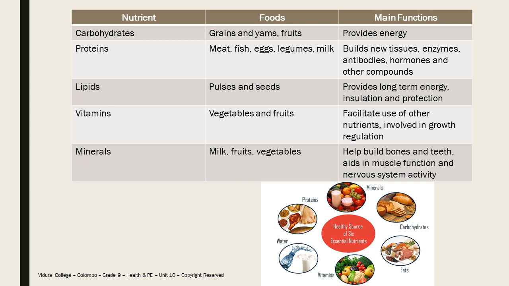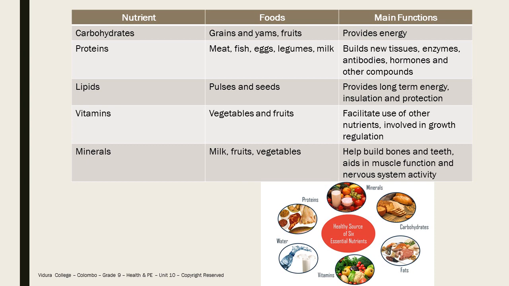It is important to understand the main nutrients, the foods that contain these nutrients, and the functions of each of these nutrients. So carbohydrates are mainly included in grains, yams and fruits. The main function of carbohydrates is to provide energy required for our body. Proteins are included in meat, fish, eggs, legumes, and milk. They build new tissues, enzymes, antibodies, hormones, and other compounds required for different functions in our bodies.